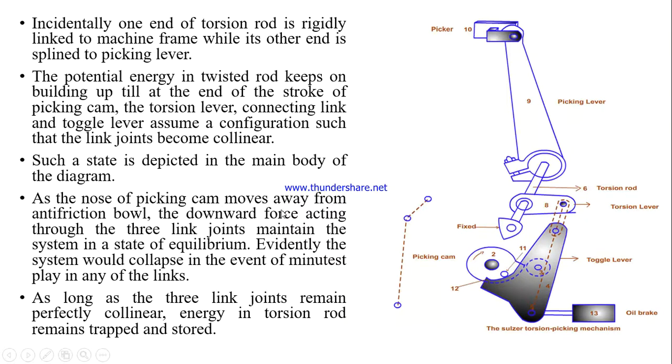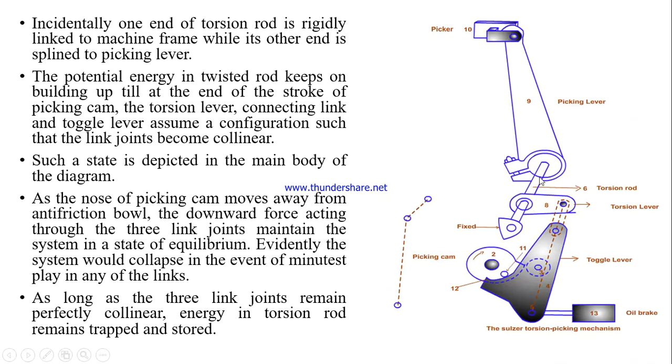As the nose of the picking cam moves away from the anti-friction bowl, the intermediate link and the toggle lever become free. Then the linear configuration is converted again to a non-linear configuration in this shape. As soon as it becomes non-linear and free, there will be a release of the torsional energy which was stored during the movement of the cam, the pushing of the cam, to the follower.